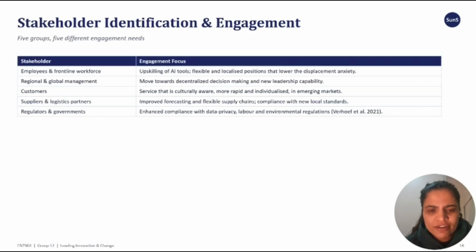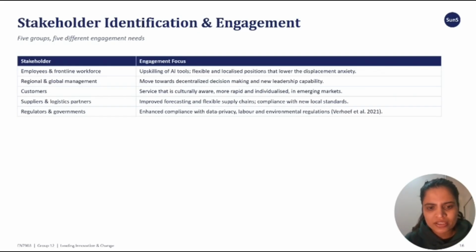We identify five stakeholder groups, each needing a different engagement approach. Employees and frontline workers need upskilling and reassurance about role evolution, not replacement. Regional and global management need new leadership capability as they shift from centralized control to decentralized decision making. Customers benefit from faster, culturally attuned, personalized service.